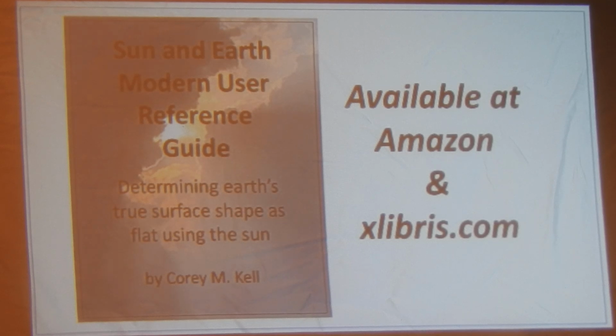I put all this in a book. It's the Sun and Earth Monitor User Reference Guide. It was published in October 2023. It's available on Amazon and Zilbrus.com. It's an extensive book. It took about 7 years to come up with all this information and put it all together. Again, I think it's a really good book and document. It shows you how to use the sun to determine Earth's true surface shape, and it backs that up with test data as well as processes of military science using the sun in geometry.